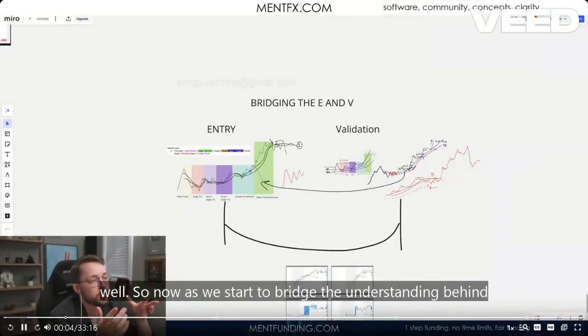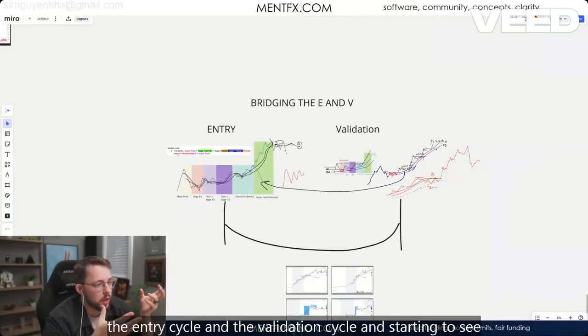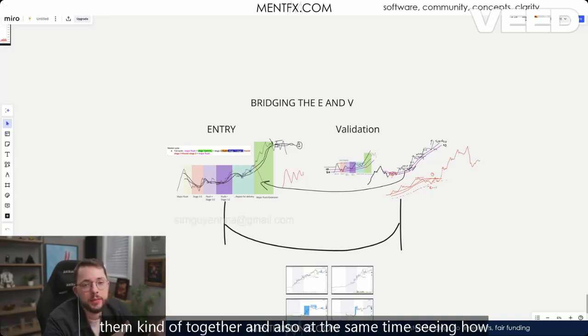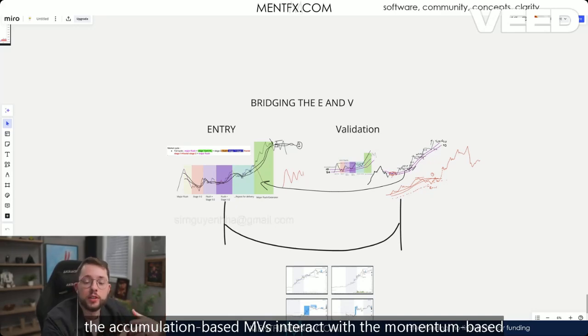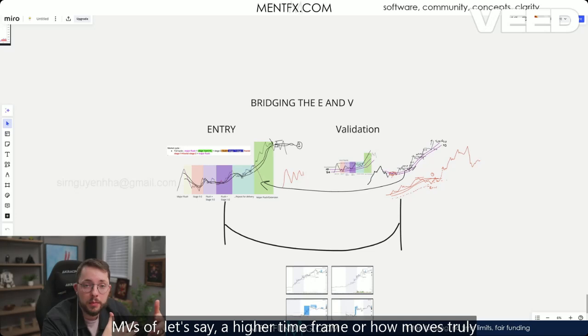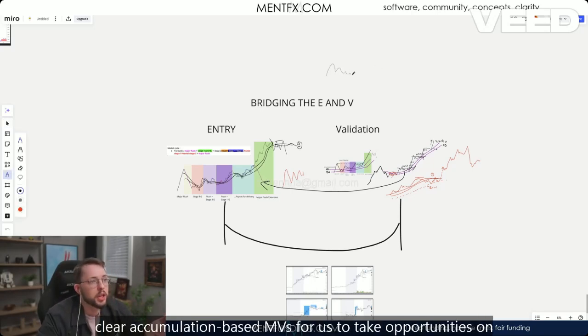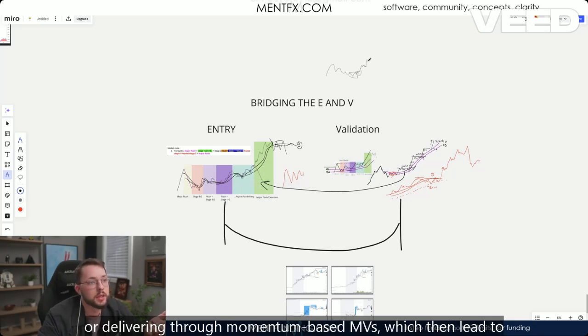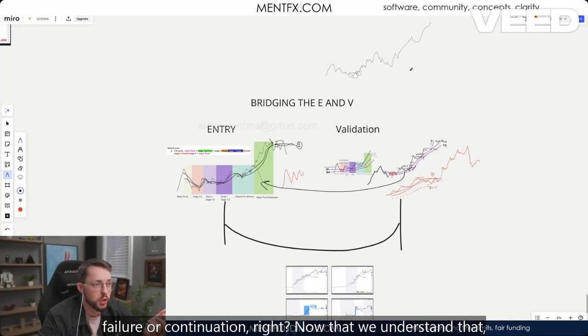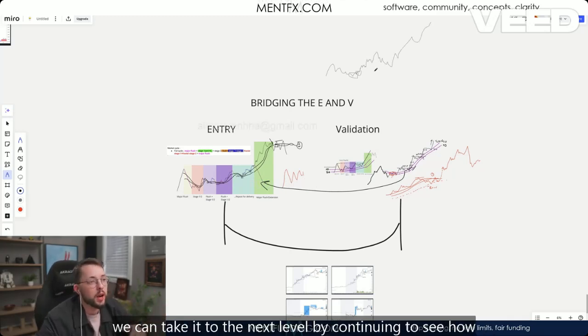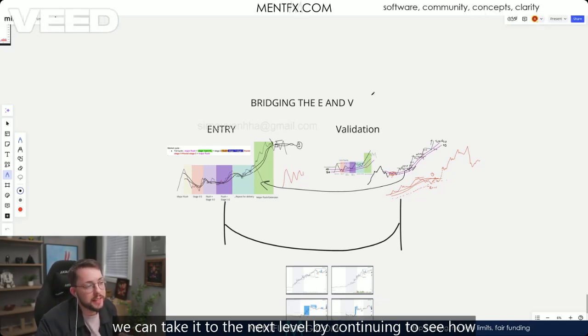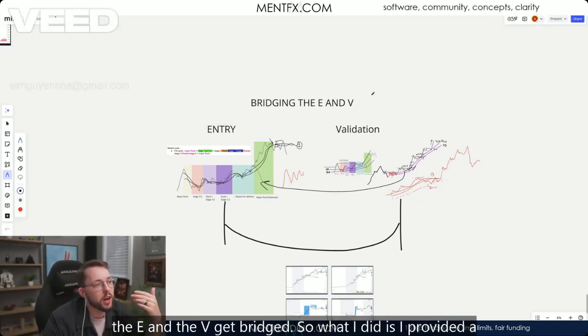So now, as we start to bridge the understanding behind the entry cycle and the validation cycle, and start to see them together, and also see how the accumulation-based MBs interact with the momentum-based MBs of, let's say, a higher time frame, or how moves truly deliver, where they're either non-existent or building up clear accumulation-based MBs for us to take opportunities on, or delivering through momentum-based MBs, which then lead to failure or continuation, right? Now that we understand that, we can take it to the next level by continuing to see how the E and the V get bridged.